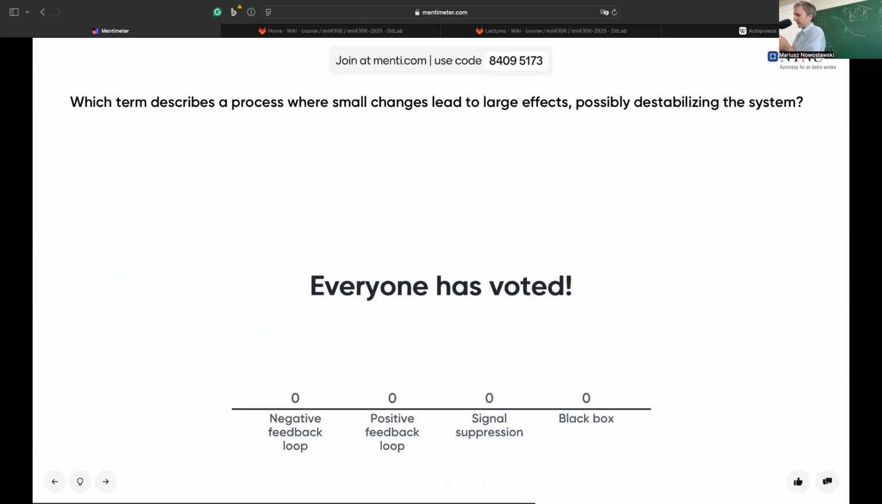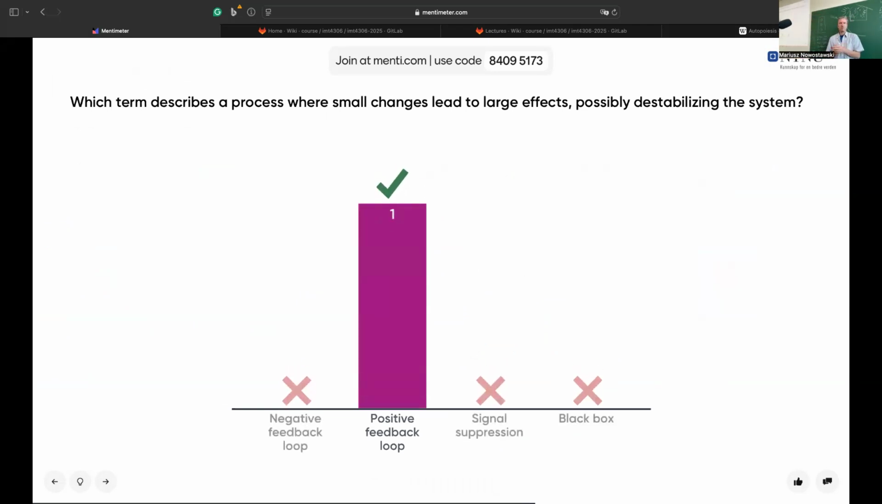Yeah, so positive feedback loops are the correct answer because they can destabilize the system, right? So we have, like with the amplifier and the microphone, we can feed the signal through the amplifier, get to the speaker, and then we have a positive feedback loop. And usually it blows up, right? It goes into this destabilized regime. Negative feedback loops reduce something. So the more you do it, the less you get. And then signal suppression limits what you need to deal with.